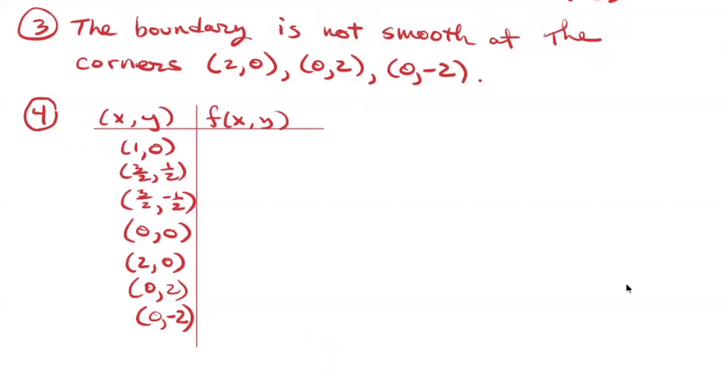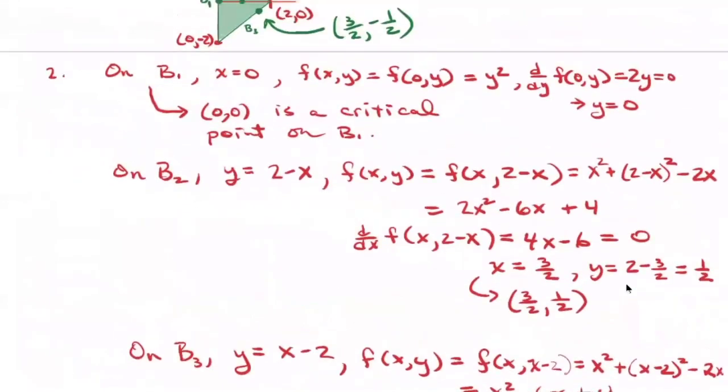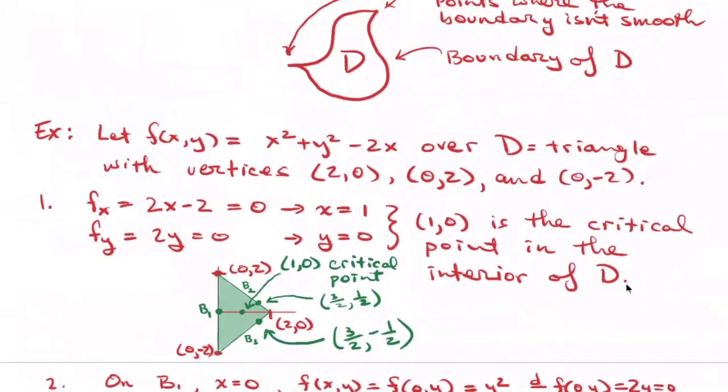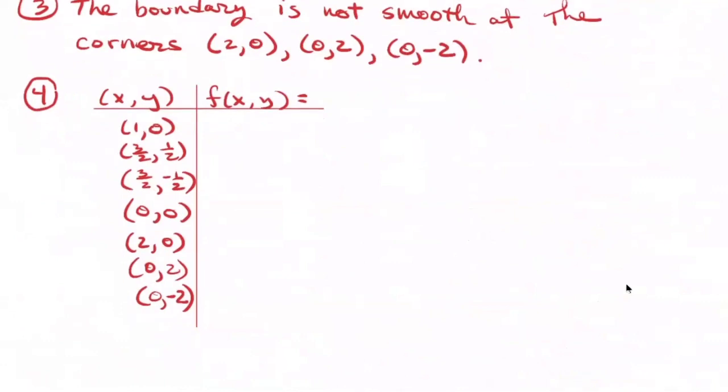Okay, so I have to evaluate the function. Now remember f of x, y, let's get that formula down. This was x squared plus y squared minus 2x. All right, and being a little lazy, I'm going to move my share over to Maple real quick. Pardon me one moment.